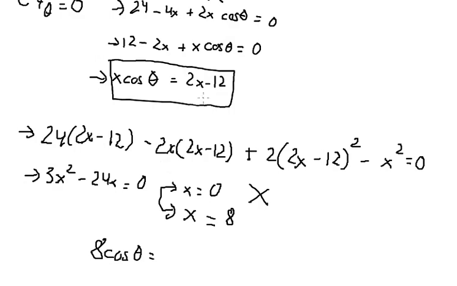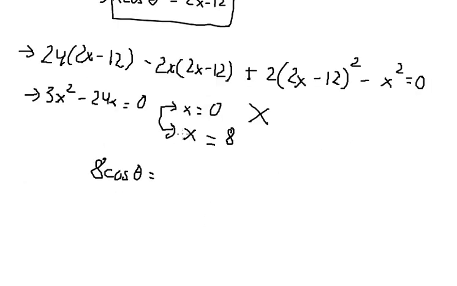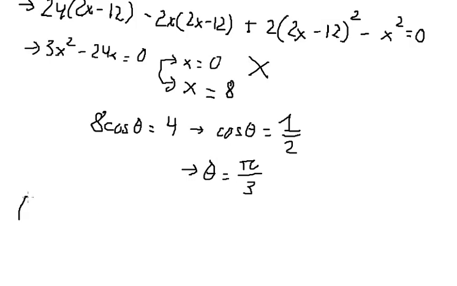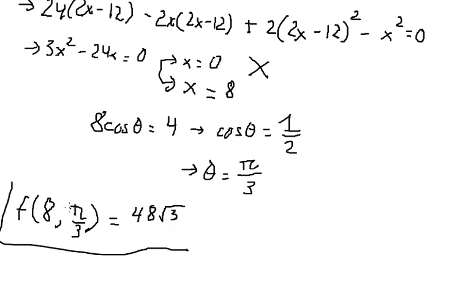So 2 times 8 we have 16. 16 minus 12 we have 4. So cosine theta equals 4 divided by 8, we have 1 over 2. And now we have theta equals pi over 3. And now we can put it into the function. So we can calculate the maximum. We have 48 times the square root of 3. And this is the maximum we need to find here.